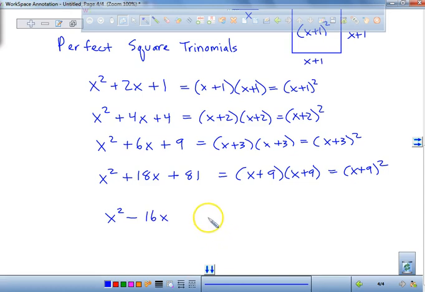What do you think my C value will be right here? A positive 64, because what's half of a negative 16? A negative 8. And what's negative 8 times negative 8? Boom. So what does this factor to? X minus 8 and x minus 8, which becomes x minus 8 squared.